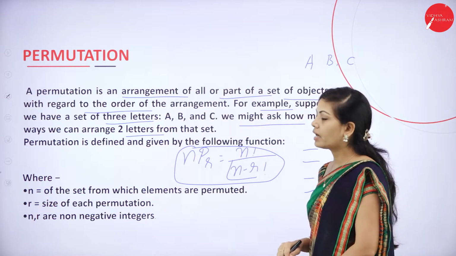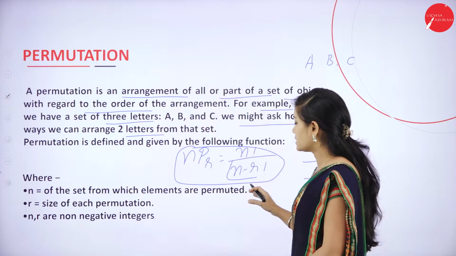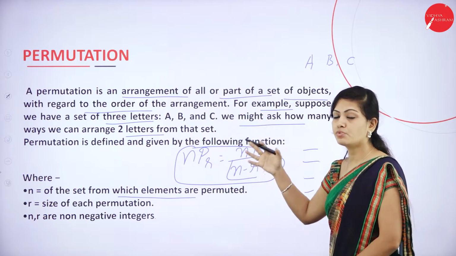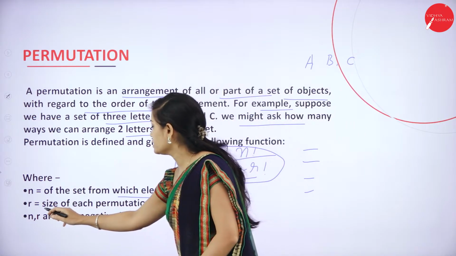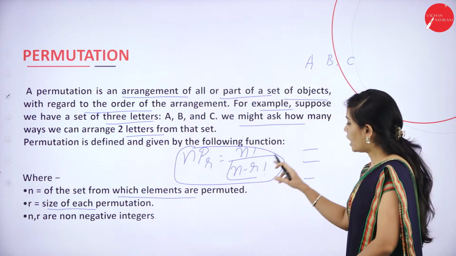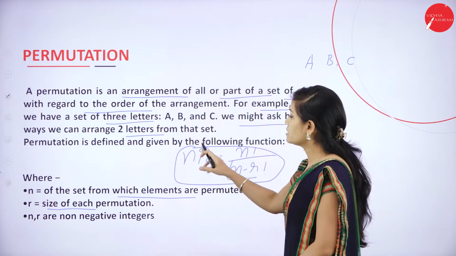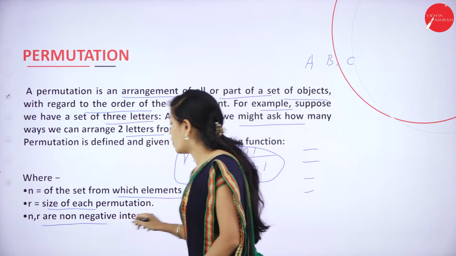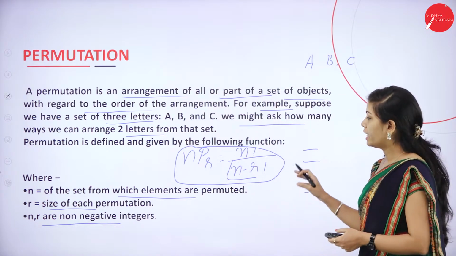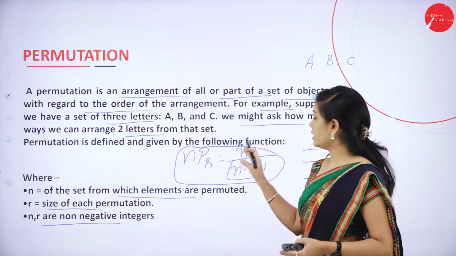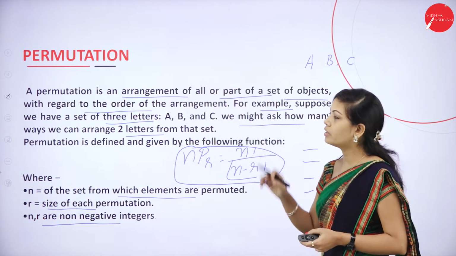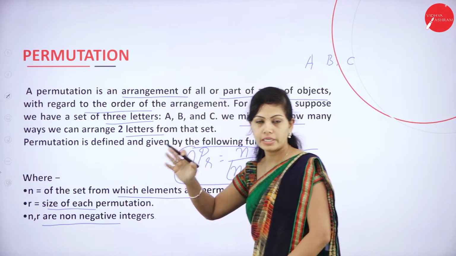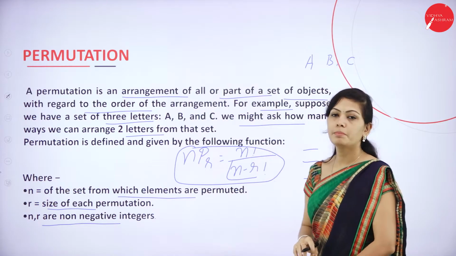What are this n and r? n equals the number of elements in the set from which elements are permuted, and r means the size of each permutation. n and r are non-negative integers. So, nPr equals n factorial by n minus r factorial is the formula for permutation. Clear? Permutation means the arrangement or changing of order in a linear order. That is called permutation.